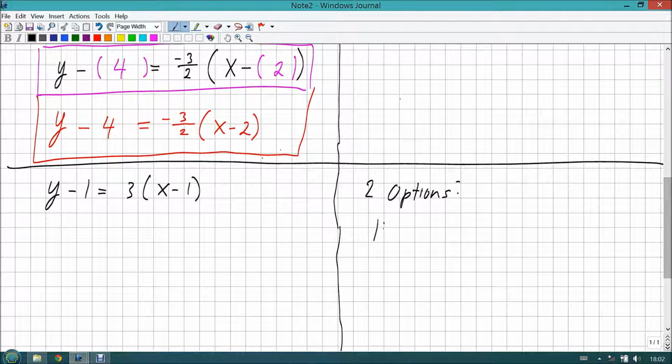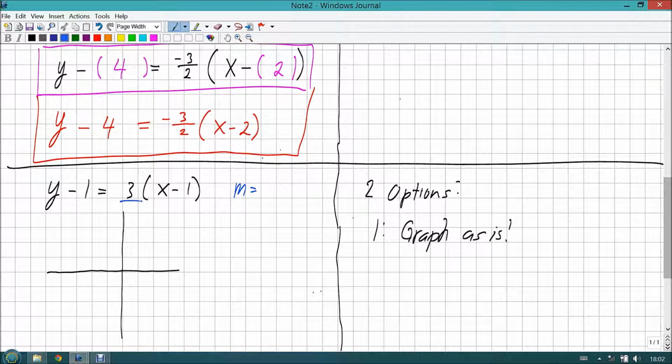Option number 1, graph as is. And that's what we're going to do first. Graph as is. So to graph as is, we need to find the point, and then from the point, use the slope. So looking at this, my slope is equal to whatever this multiplier is. Oh, it happens to be 3.